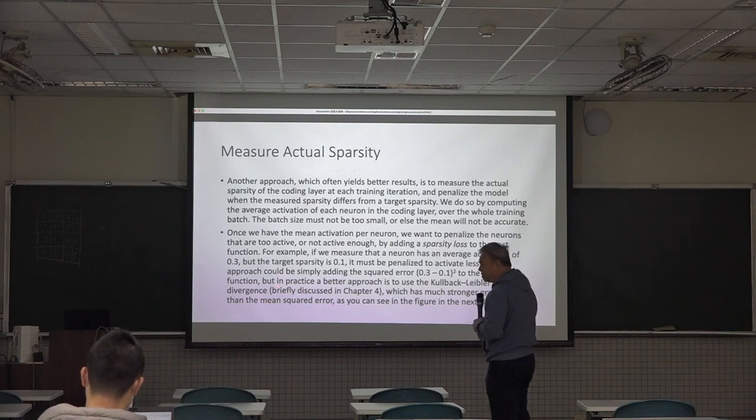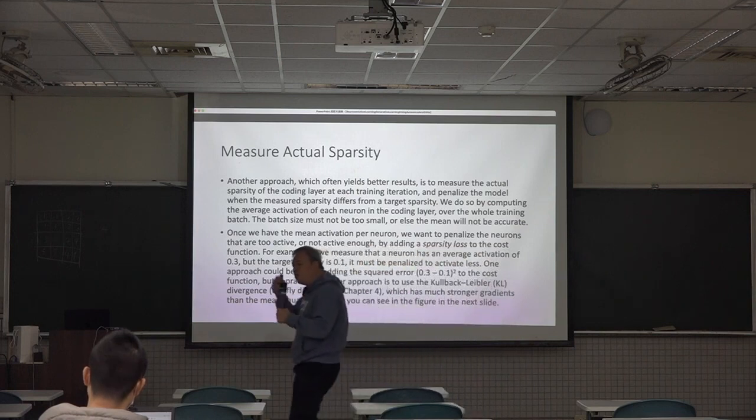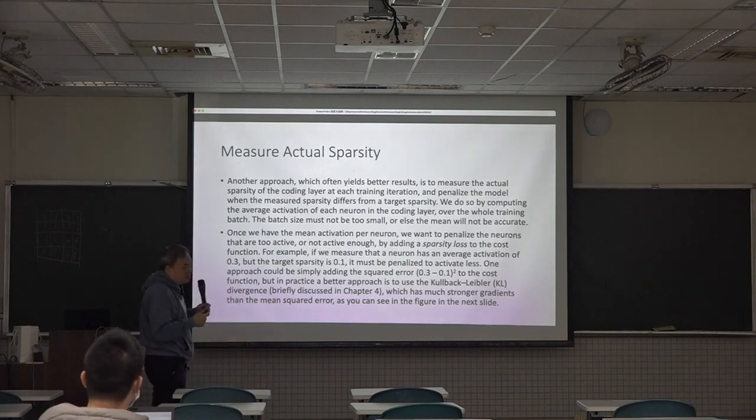Chapter 4 talks about this, but we didn't cover chapter 4 anyway. But it has much stronger gradients than the mean squared error. So that is why, when we use this for training, we get more gradient, and that helps us train this model much faster.